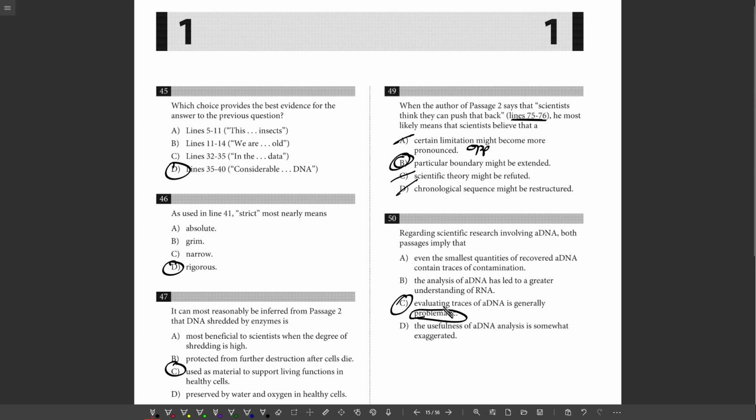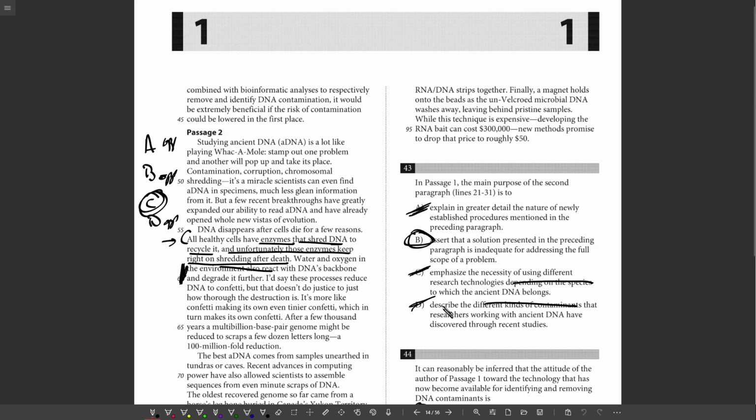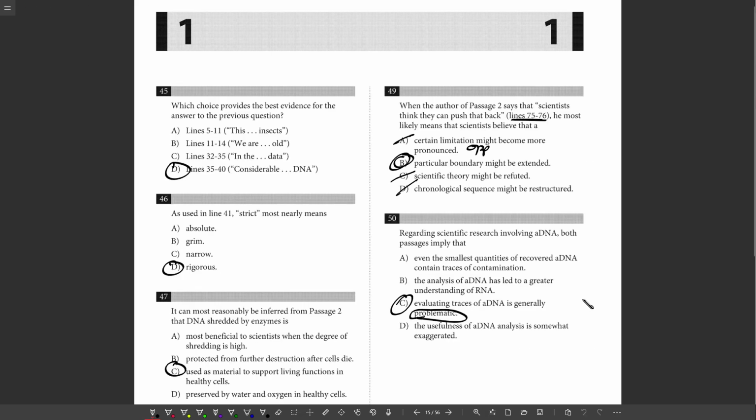Like passage 1 is saying, there's so much contamination, you can do a little bit to fix it, but it's something that's a really hard problem to solve. Passage 2 agrees that there's contamination, that there's issues, there's this shredding that happens, right? Contamination, corruption, shredding, so all these problems. But the difference is that 2 is kind of focusing on the breakthroughs that have made this not as bad of a problem. But both of them agree that it is a problem. And so 50 is going to be C.